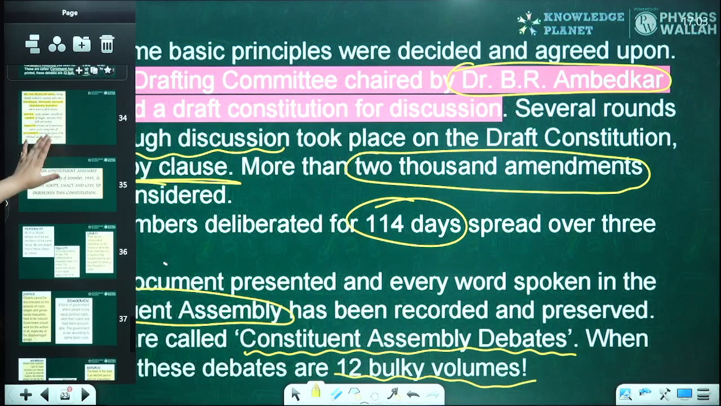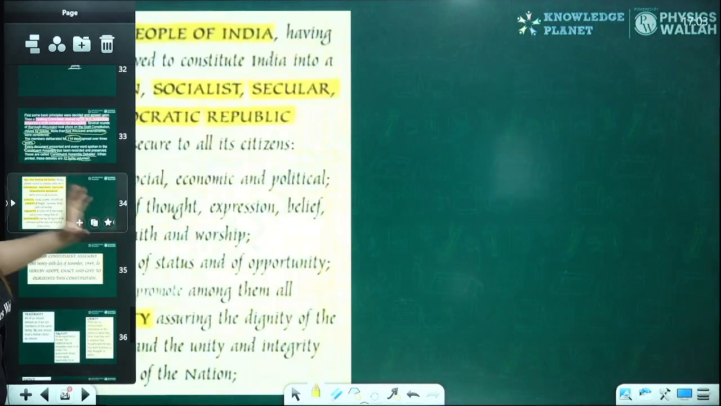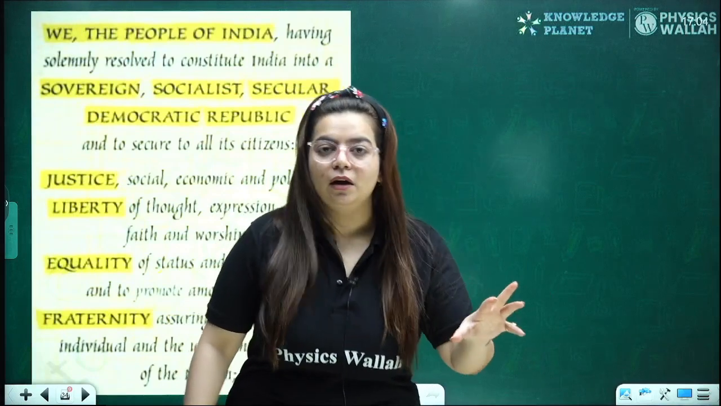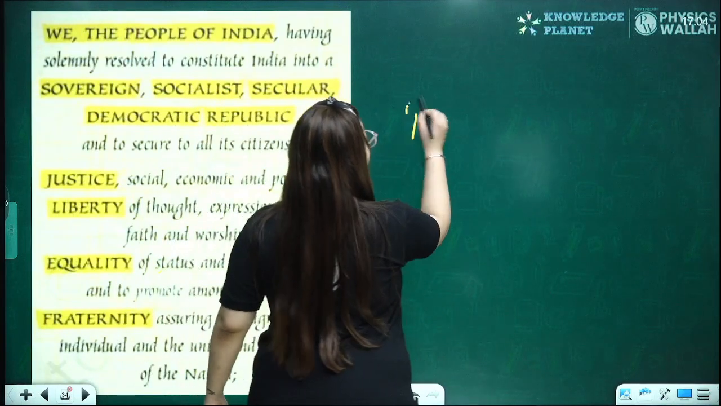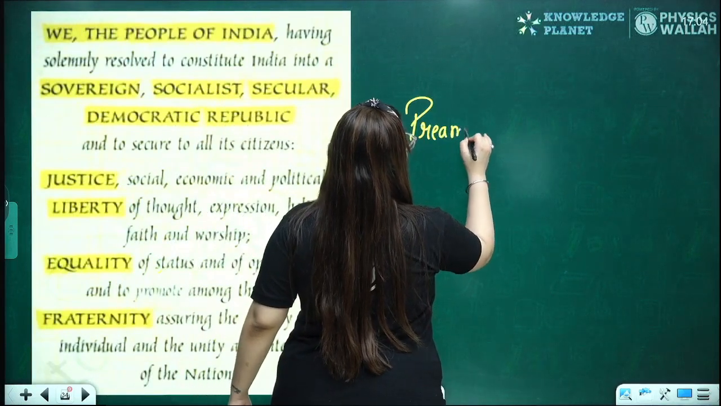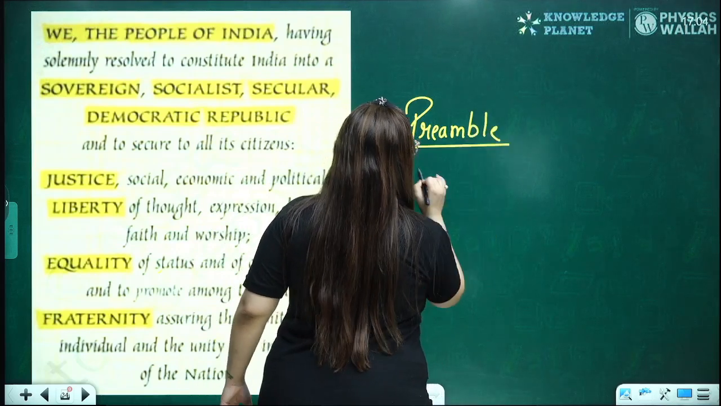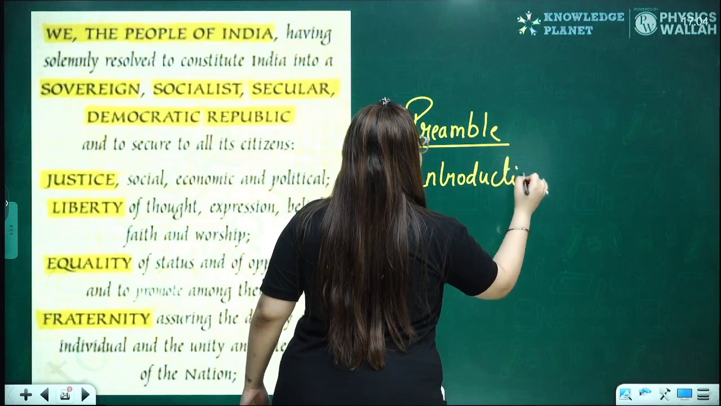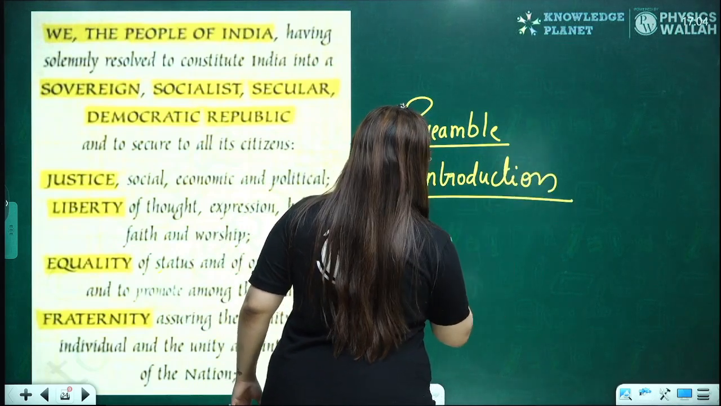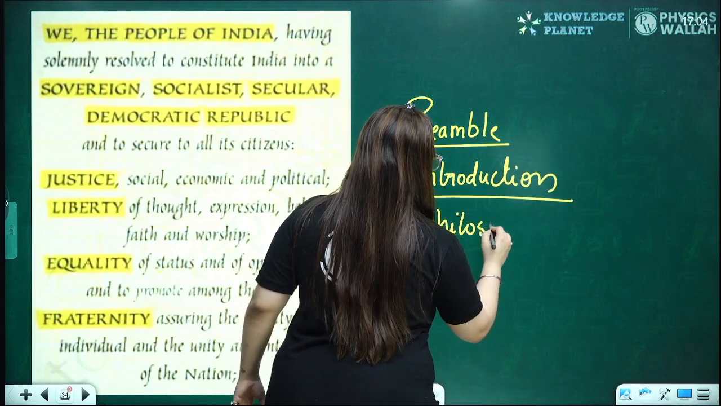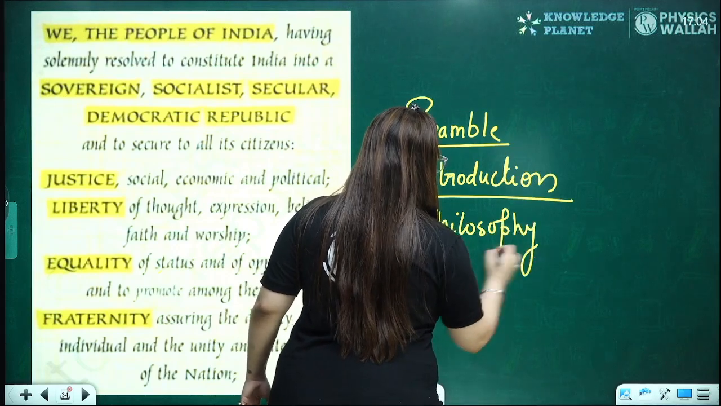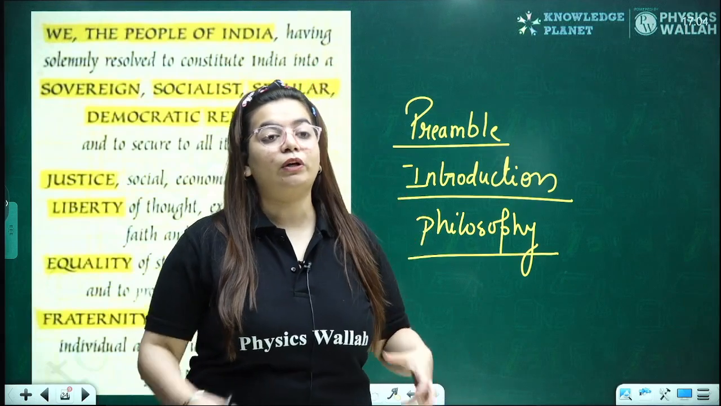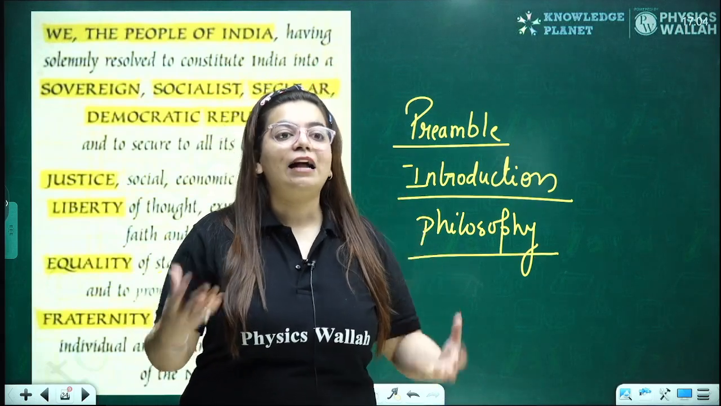Now the last part we are left with, whereby we will understand what constitution we are talking about. This is not the entire constitution, this is the preamble, okay. The preamble of the constitution is the mere introduction, whereby we are talking about the philosophy of the entire constitution. What are the rules, what are the values we have taken from?